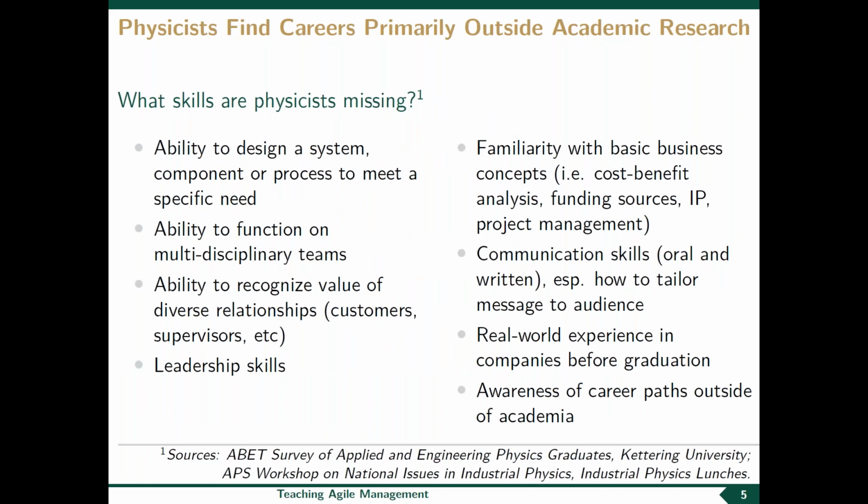Another source to look at is this ABET survey of applied and engineering physics graduates and results from an APS workshop on national issues in industrial physics. The question that was asked of industrial physicists there was, what skills are physicists missing? And there's a list there. I'm not going to go over all of them, but the ones where agile management might help are the ability to function in multidisciplinary teams, so not just physicists talking to physicists, leadership skills, of course, leading teams, familiarity with basic business concepts, including project management, and communication skills when talking to different audiences. And of course, the other aspects of the list also come into play to a lesser extent.